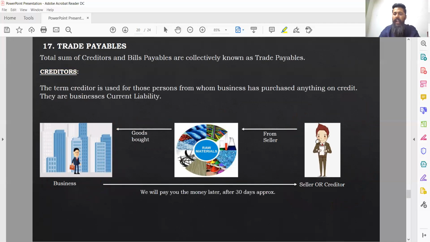Creditors are basically those persons to whom we owe a certain sum of money. The term creditor is used for those persons from whom the business has purchased anything on credit. They fall under the category of current liability, that is, we are supposed to pay them back within a period of 12 months. We have already discussed the meaning of current liability: those liabilities which get discharged within a period of 12 months. So if our business has purchased something on credit from any seller, that seller becomes a creditor for our business.